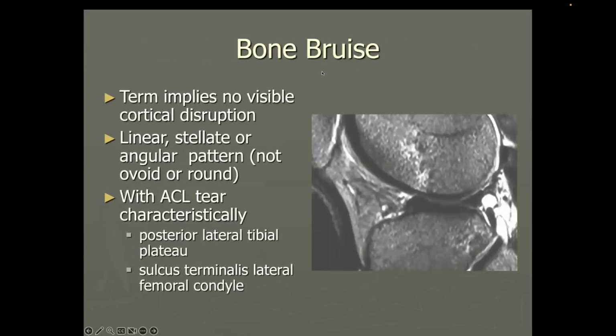Bone bruises, again, no cortical disruption, but you see signal here near the sulcus terminalis where there's been a bone bruise, and then you see it posteriorly here at the tibia. Again, it's usually linear or stellate. It's usually with an ACL tear. And again, you see the two sites here where you'll get those types of bone bruises.